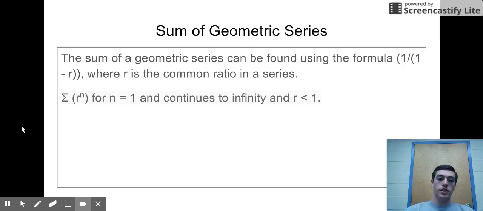The sum of a geometric series can be found using the formula 1 divided by 1 minus r, and that's not the actual sum, but part of it, where r is the common ratio. If you have the sum of r to the nth power for n equals 1 to infinity, and r is less than 1, then you multiply the first term, which in this case would be r for n equals 1, and if n equals 0, the first term would be 1, by 1 over 1 minus r. Technically, the sum of a geometric series is the first term divided by 1 minus r.